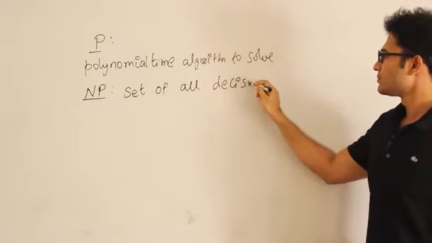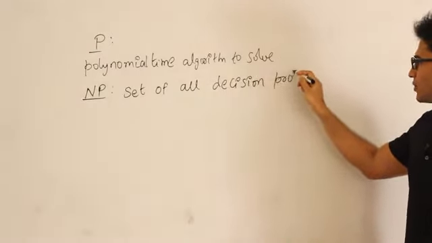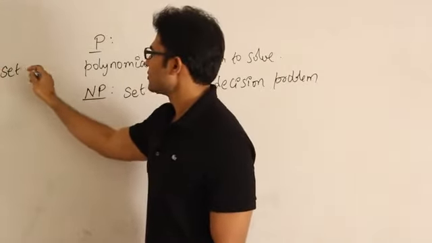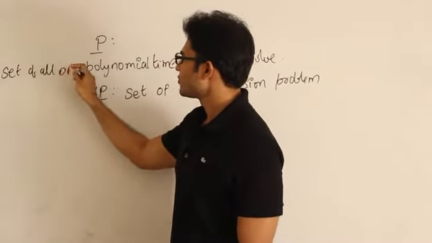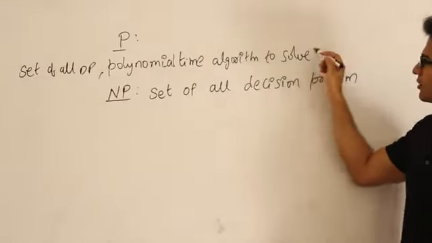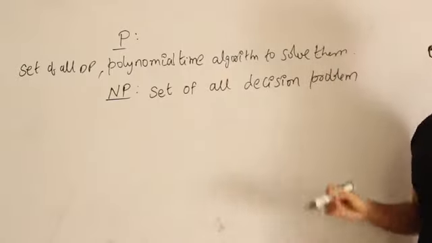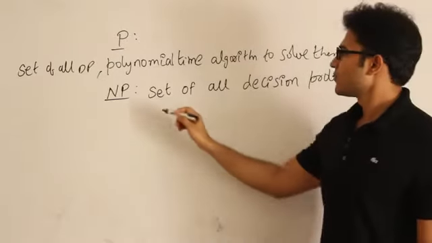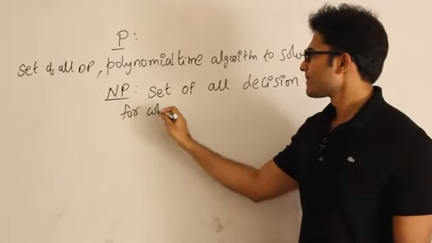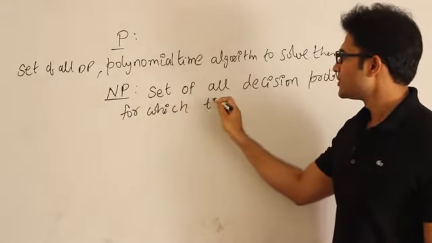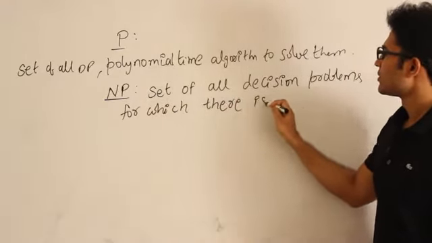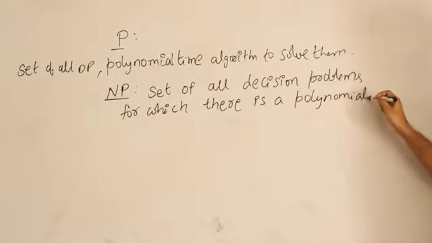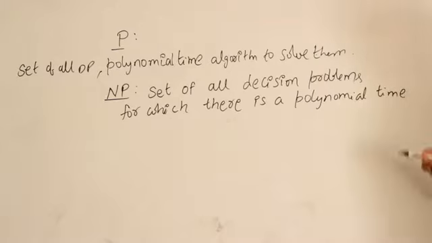So the way you should specify it is, NP is the set of all decision problems. Even P could be written the same way, right? It is also the set of all decision problems for which there is a polynomial time algorithm to solve them. That is called P, right? And NP is the set of all decision problems for which there is a polynomial time verification.